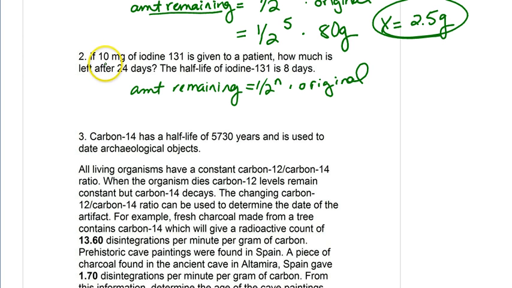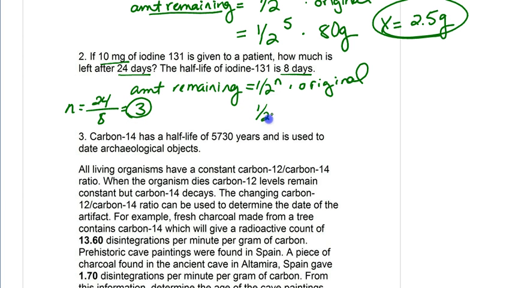So we have 10 milligrams of iodine. How much is left after 24 days? And it says the half-life is 8 days. So we want to know how many half-lives occurred. So first we need to solve for our n. So we're going to take 24, because that's how many days after, and each half-life is 8 days. So that means 3 half-lives had to occur.